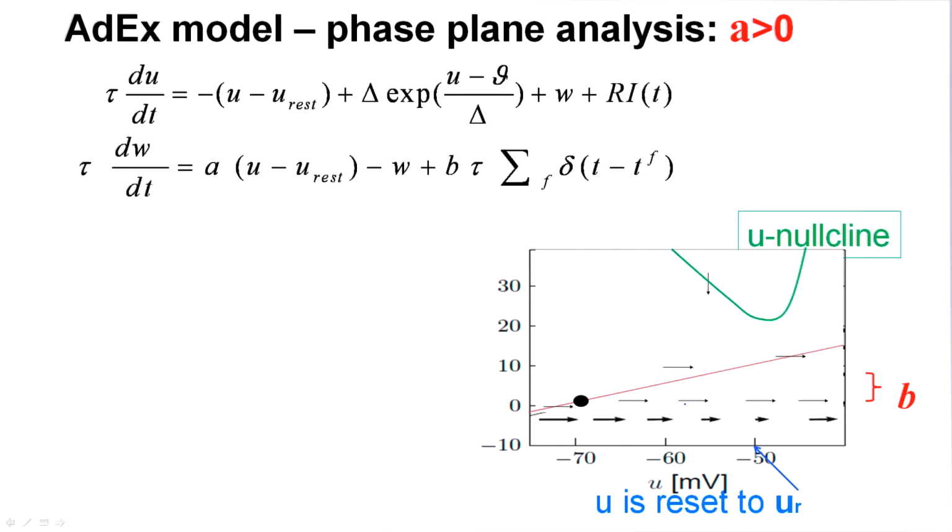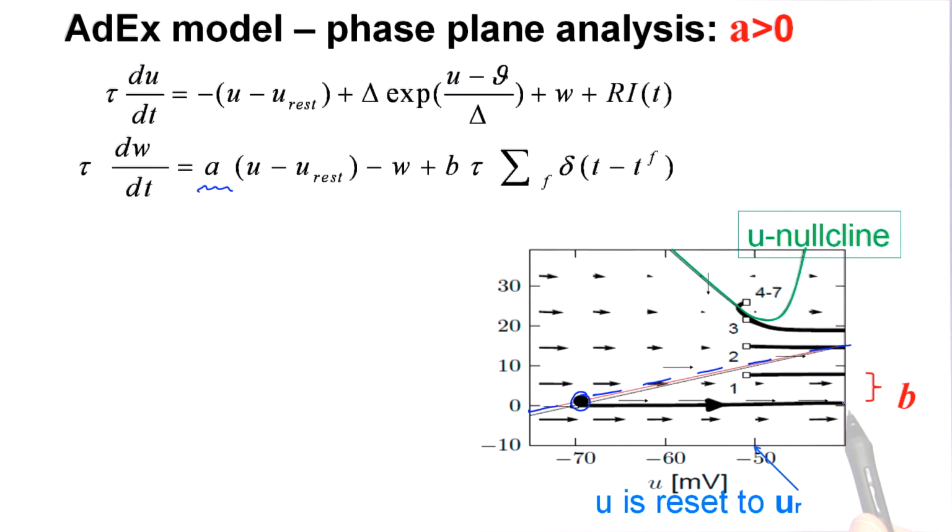Let's have another example. Let's now consider the more general case that this coupling parameter is positive. So the w null line now has a positive slope, characterized by this parameter a. Before switching on the current, the neuron was sitting at its resting potential, a stable fixed point, but after the switch, this fixed point has become unstable. So the voltage will move upwards, a spike is initiated, and then we have a reset from this value to a new value.